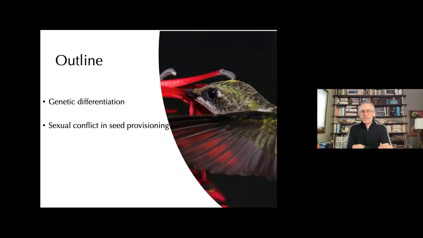The second story I want to tell you has to do with what's known as parental conflict. It might also have to do with cytonuclear interactions. Imagine that you are a parent and you are co-sexual. That is to say, you make both male and female gametes. And that's true of most flowering plants.